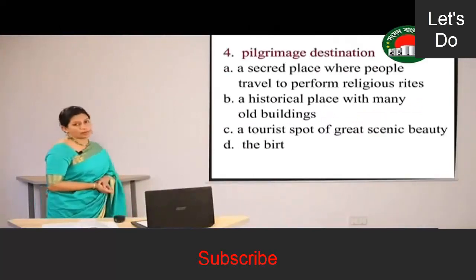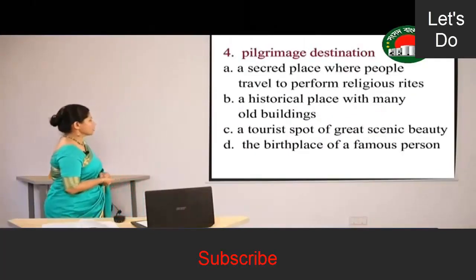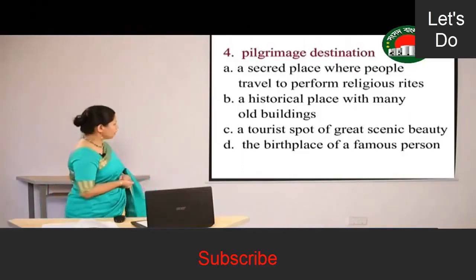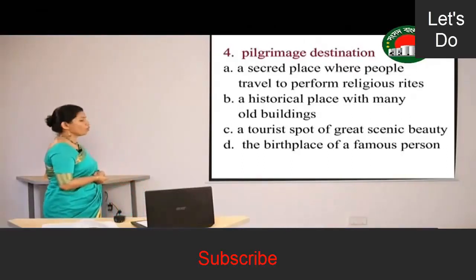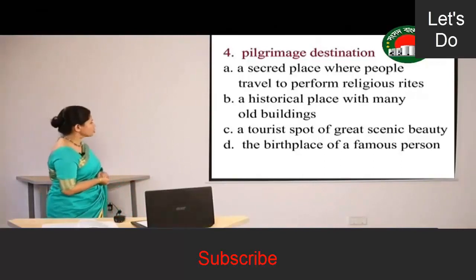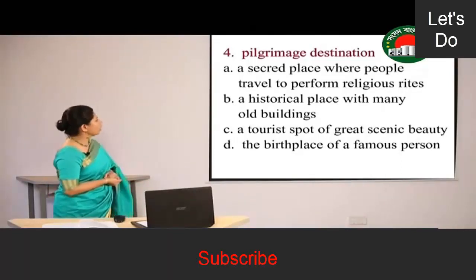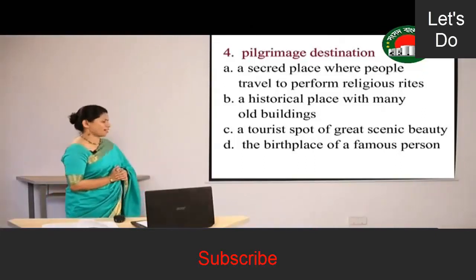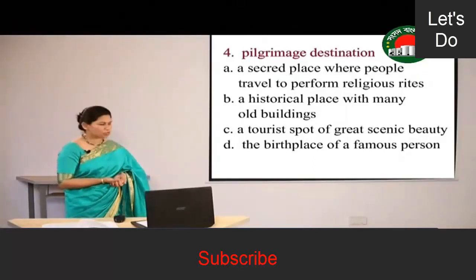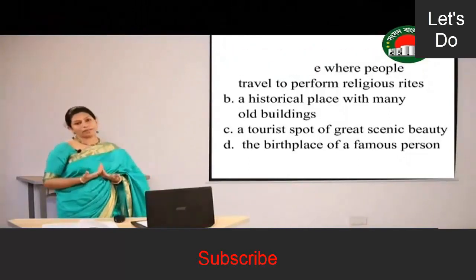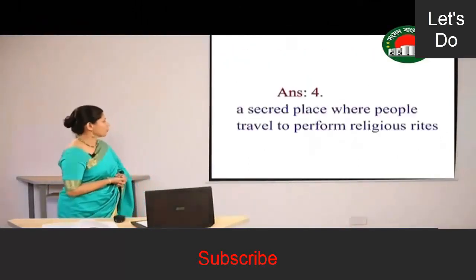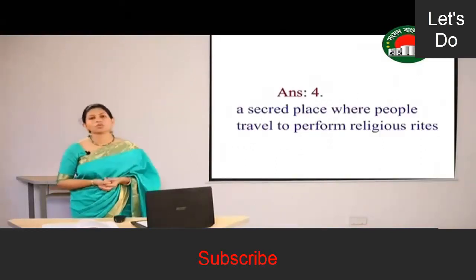Pilgrimage destination. First option is a sacred place where people travel to perform religious rites. B, a historical place with many old buildings. C, a tourist spot of great scenic beauty. D, the birthplace of a famous person. So the first one is the correct answer, a sacred place, as I already told. And of course, I believe that you have just chosen the correct one.